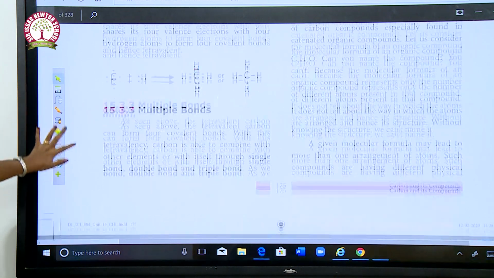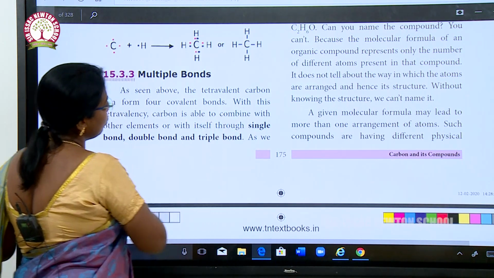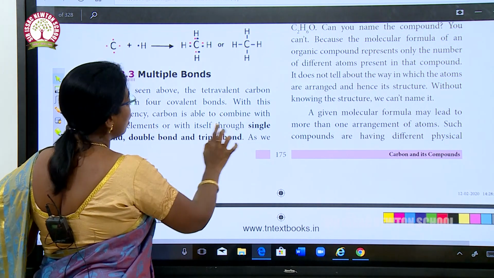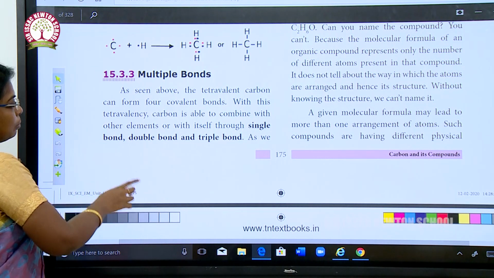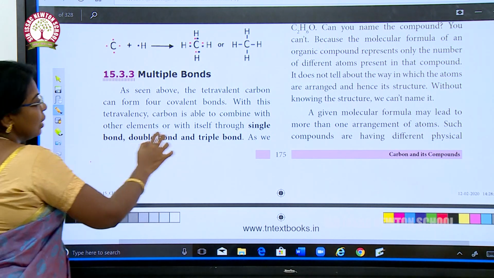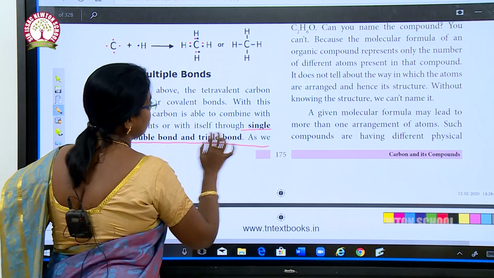Multiple bonds: as seen above, the tetravalent carbon can form 4 covalent bonds. With this tetravalency, carbon is able to combine with other elements or with itself through single bond, double bond and triple bond.